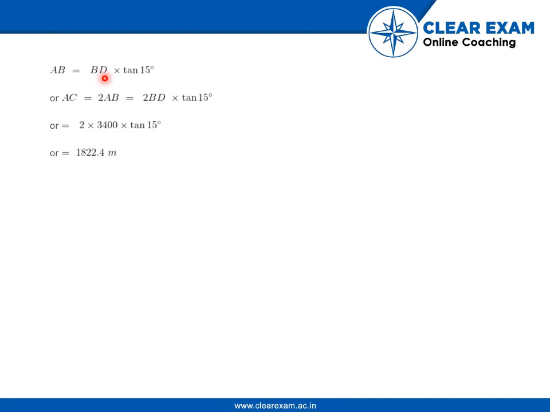AB equals BD into tan 15 degree, as we have got already. Now AC equals 2AB equals 2BD into tan 15 degree. We put the value of AB, which is this here, and after that we are putting the value of BD, which is 3400. So eventually we find the value of AC to be 1822.4 meter. The speed of the aircraft is this divided by 10, which is 182.24 meter per second.